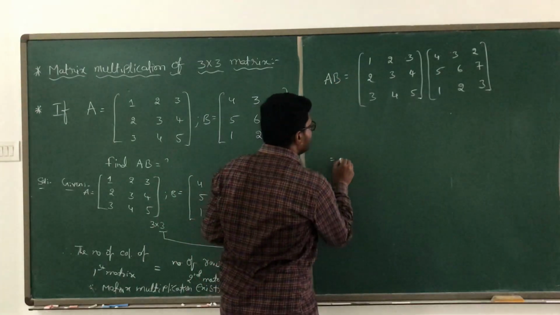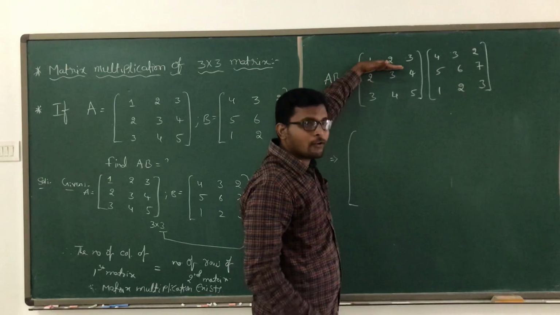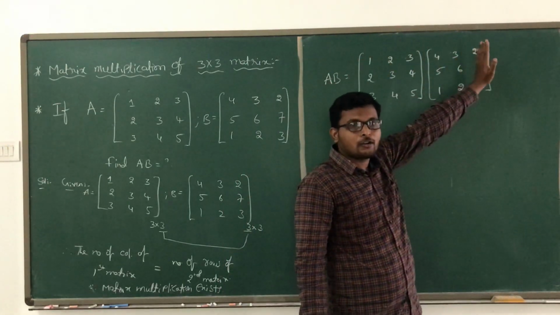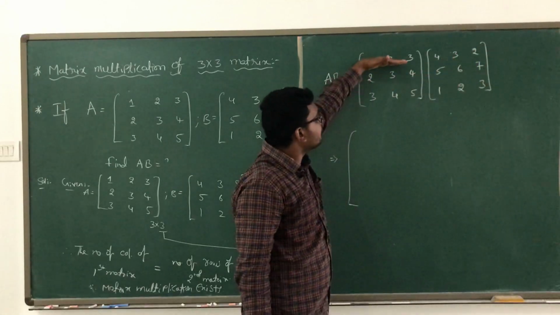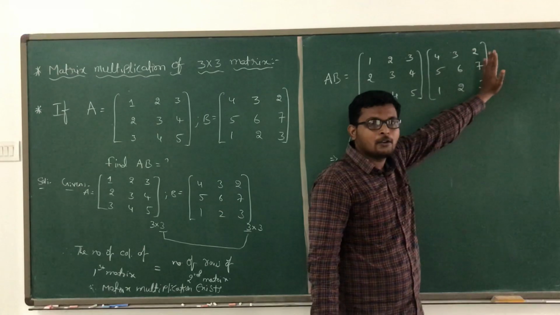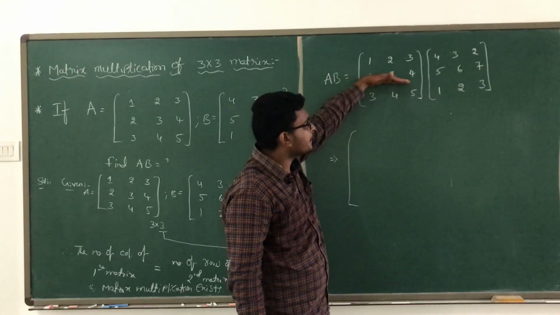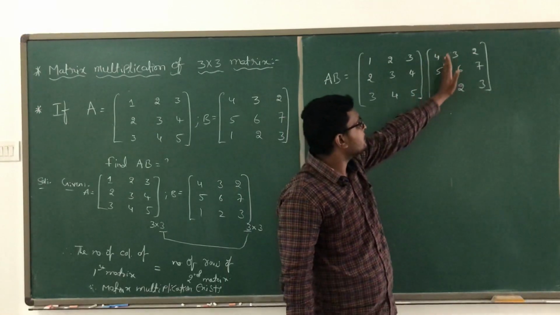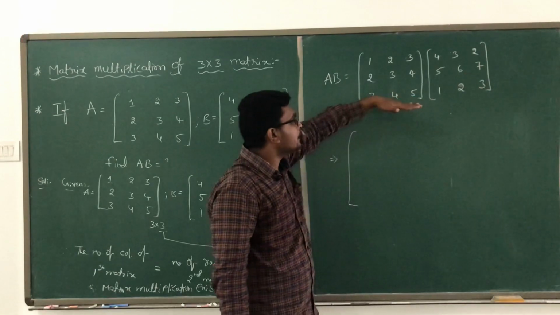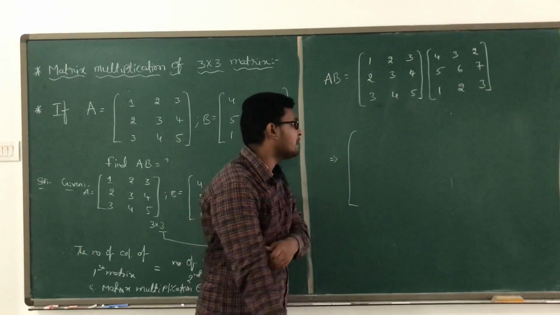Now, how are you going to do the matrix multiplication? Take the first row of the first matrix and multiply it with the columns of the second matrix. Take the first row, multiply with the first column, second column, third column. After completing that, move to the second row and do the same, with the first, second and third columns. Similarly, do the same for the third row. Now let us see how we are going to multiply.